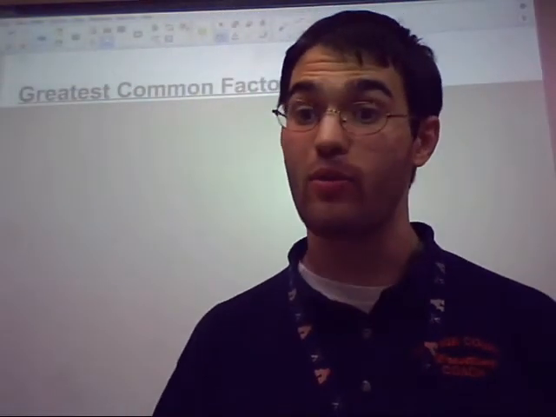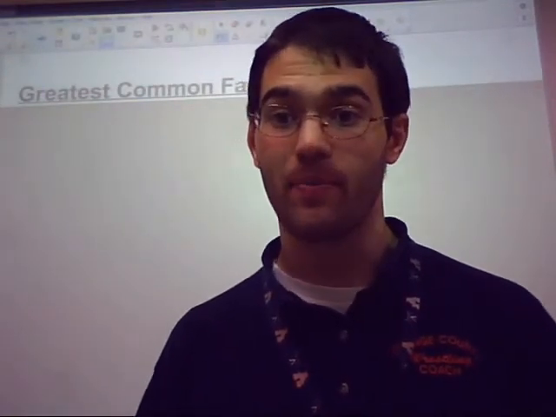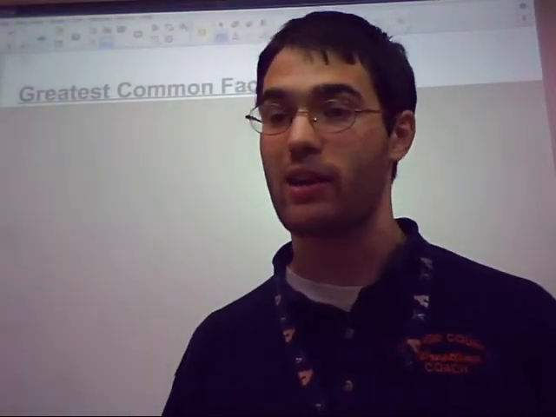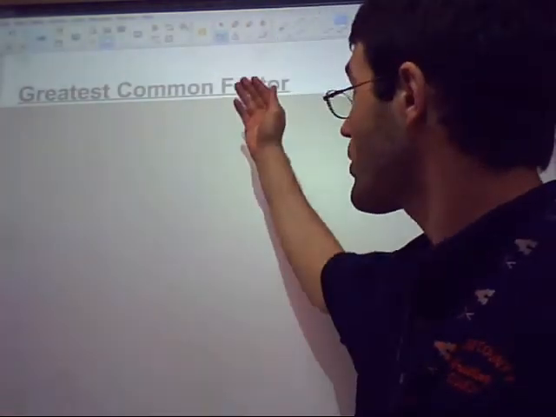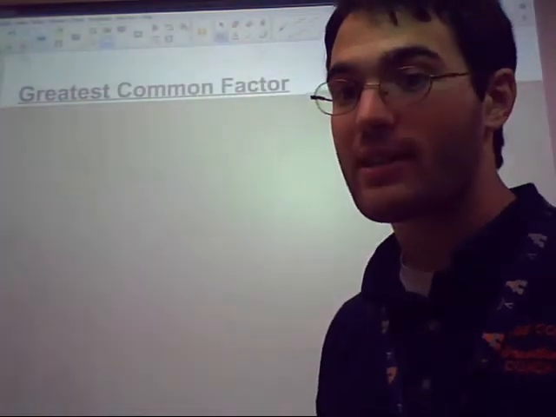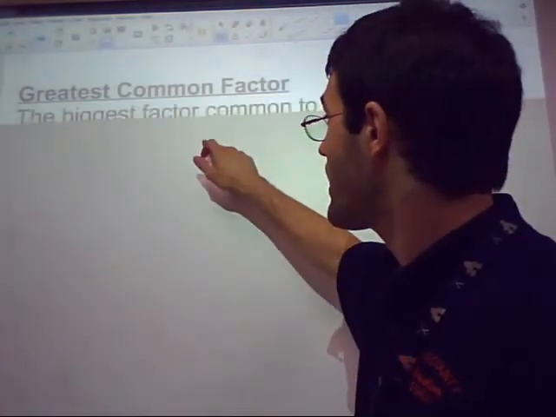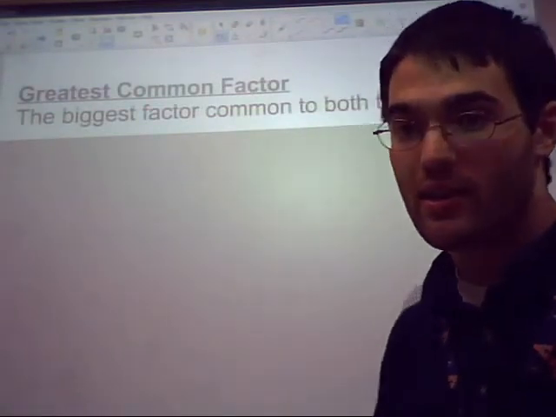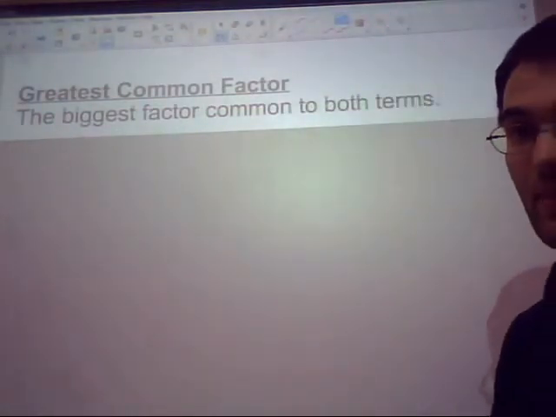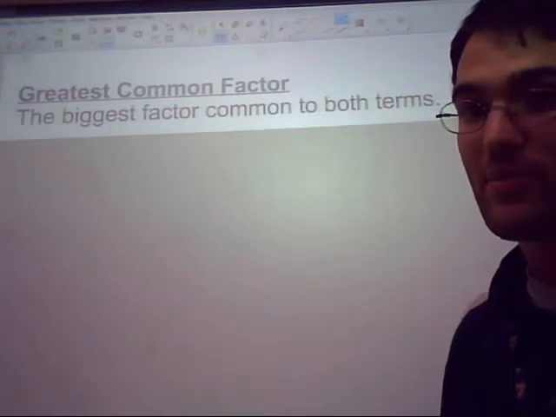So the next thing we're going to look at is two really important applications of prime factorization. In other words, two things that we can use prime factorization to do. And the first is called the greatest common factor. Greatest common factor is simply a fancy way of saying the biggest factor that's in common to both terms. The biggest factor in common to both terms.